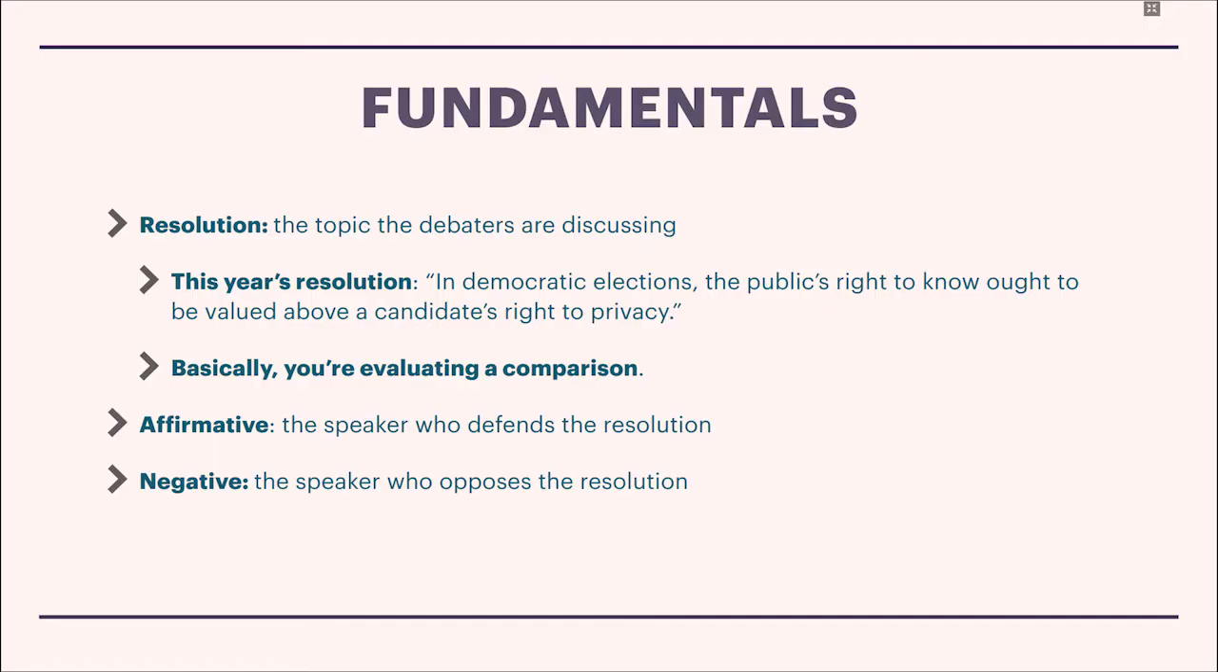In order to have a debate, you need some kind of topic, a subject for the debaters to discuss. We call this the resolution. This year's resolution or topic is: in democratic elections, the public's right to know ought to be valued above a candidate's right to privacy. Now, although that may seem a little complicated or verbose at first glance, just think about it this way. You're basically evaluating a comparison between two different rights. You're contrasting the right to know versus the right to privacy, trying to determine which one is more important.